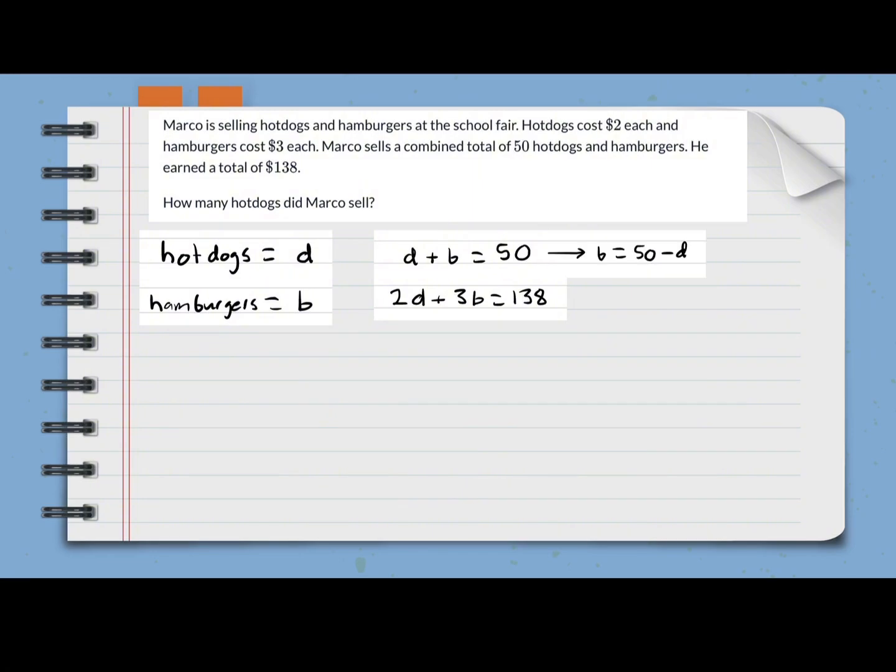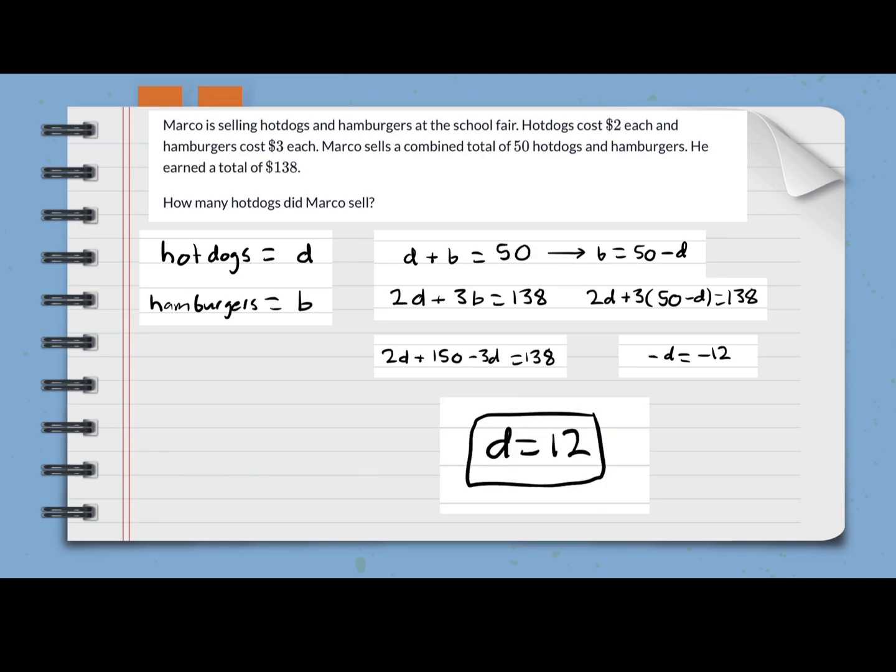Now we see here we can use substitution. So we'll just solve for B, which is burgers. You can do it for hot dogs, doesn't really matter. And then we just plug it back into the original equation. And if you solve it out, you end up with negative D equals negative 12. So if you solve for D, D equals 12. That's how many hot dogs Marco sold.